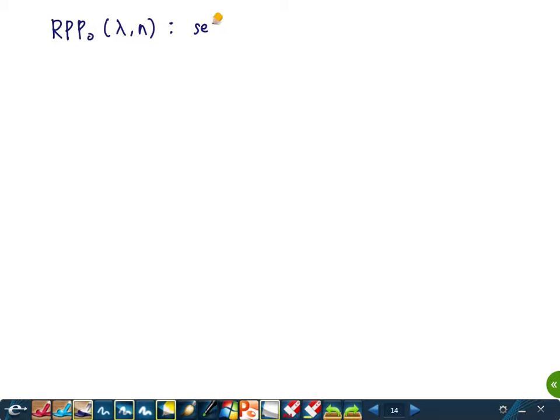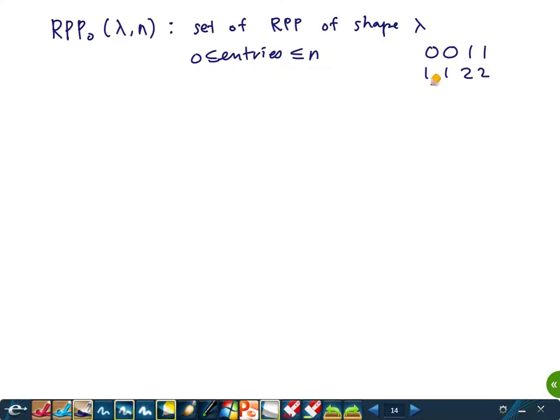This is the set of reverse plane partitions of shape lambda with entries between n and 0. Here 0 means we may have zeros. So like this: 0, 0, 1, 1, 1, 1, 2, 2, 1, 2, 2, something like that. This shape is fixed. The largest entry is fixed. 0 is there. Corollary is this.